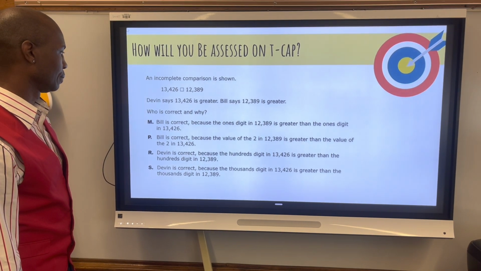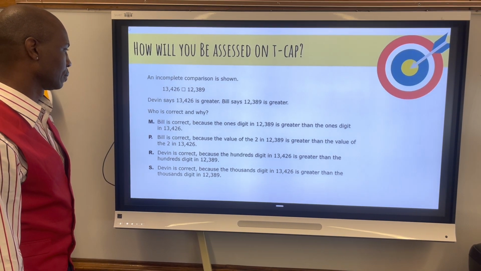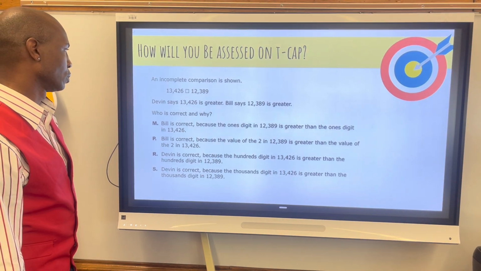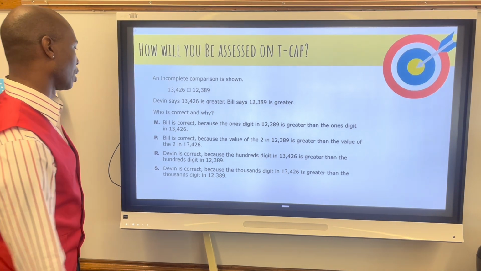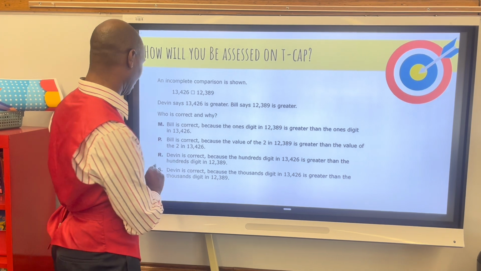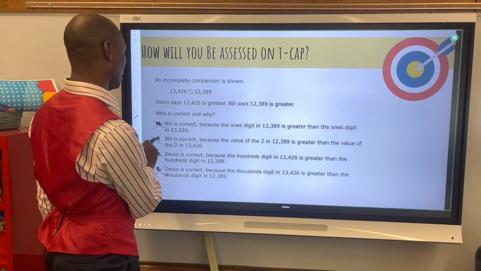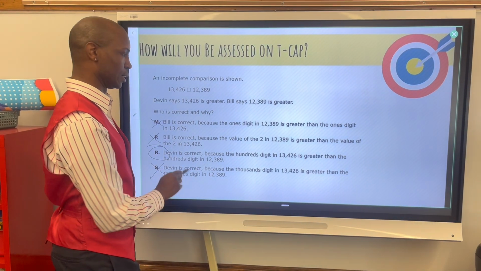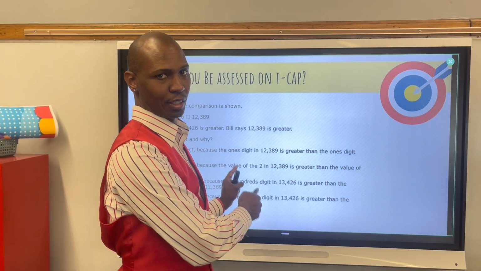Devin is correct because 13,426 is greater than 12,389. Yes, because this option says it's in the thousands digit, and that's not correct. So we will eliminate that. We would eliminate these two because they're saying that 12,000 is greater, and the only option that students should be able to give me is this. Because we took them through all of that standard, they can answer that TCAP question.